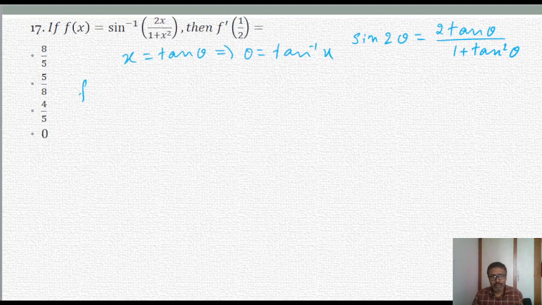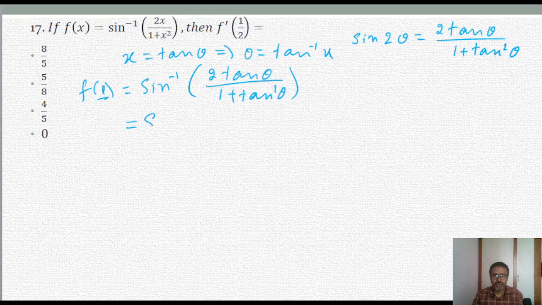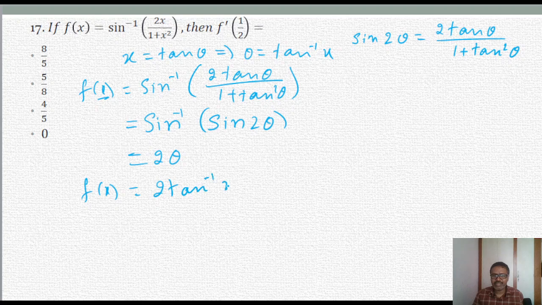Now tell me what will become f of x? F of x will become sine inverse of 2 tan theta divided by 1 plus tan square theta. Actually it is f of theta, but we are going to convert it into x again, that's why I'm keeping it f of x only. 2 tan theta over 1 plus tan square theta can be written as sine 2 theta. Now sine inverse of sine 2 theta is 2 theta. So f of x is 2 into tan inverse x. What is the differentiation of tan inverse x, friends? The differentiation of tan inverse x is 1 over 1 plus x square. Then it will be 2 divided by 1 plus x square.